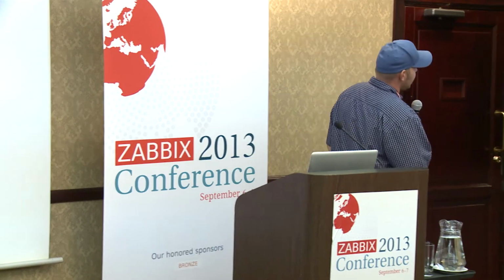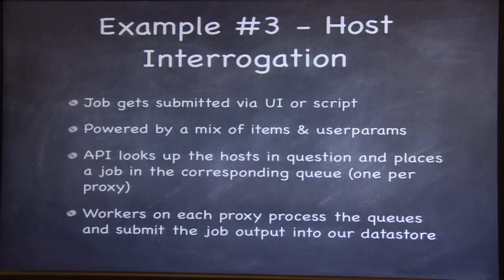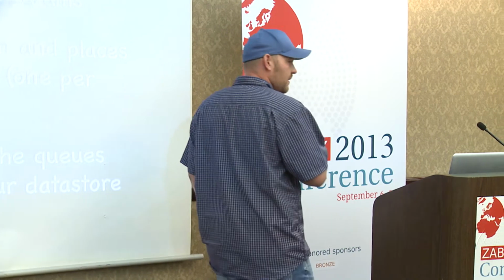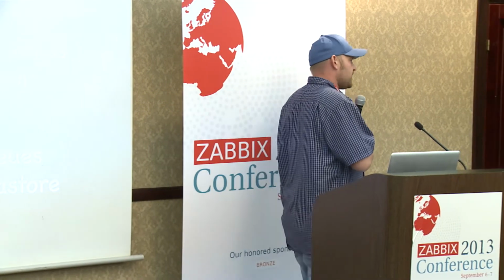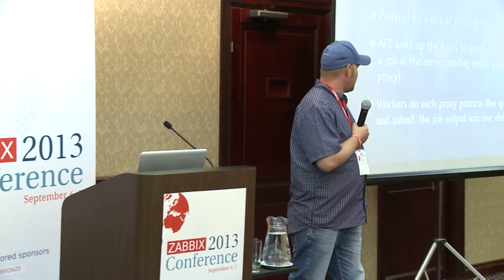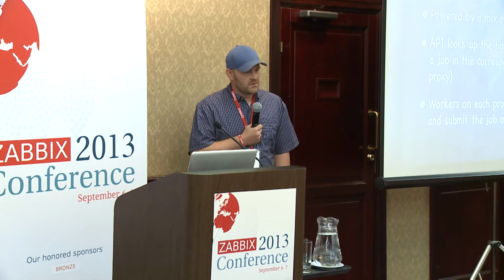Basically, those jobs get deployed using a very, very simple UI or script. They are powered by either built-in items or user parameters. Our internal REST API looks up the host in question and figures out, is this host monitored by a proxy or not? And puts a job into the respective queue for that respective proxy, so that we actually try to fetch the data as close to our machines as possible.